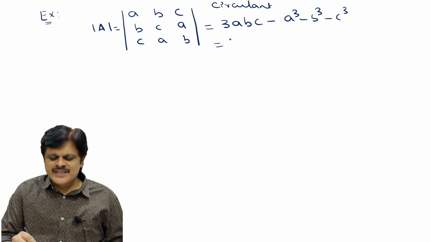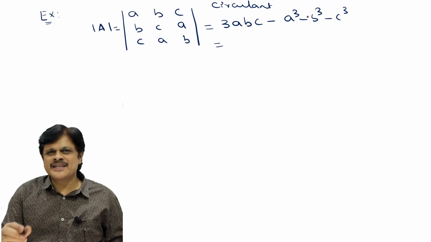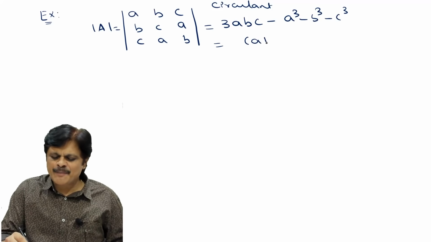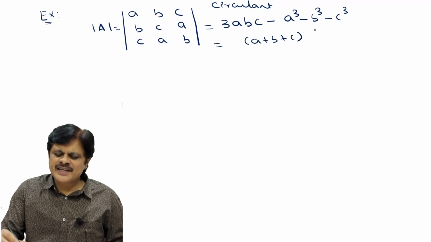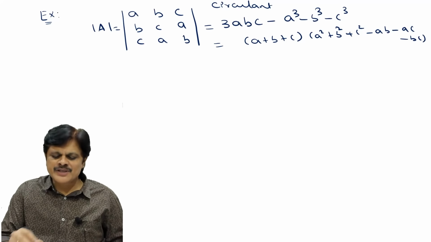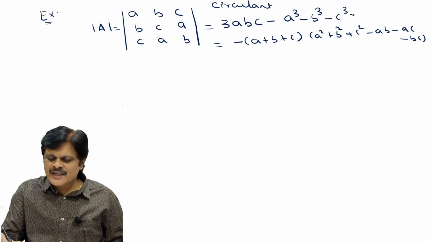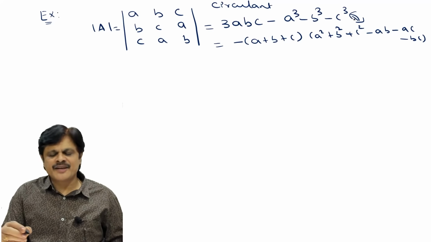Actually from algebra we have the formula: a cube plus b cube plus c cube minus 3abc equals a plus b plus c into a square plus b square plus c square minus ab minus ac minus bc. But because it is 3abc minus that, there will be a minus sign. This result is from algebra, my dear friends.